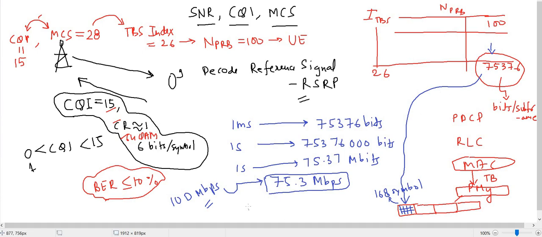And if you use 2x2 MIMO here, then your throughput will be 75 multiplied by 2, that is 150 Mbps. Okay guys, so that's all for CQI, MCS and SNR. I hope you like my video. Okay, thank you.